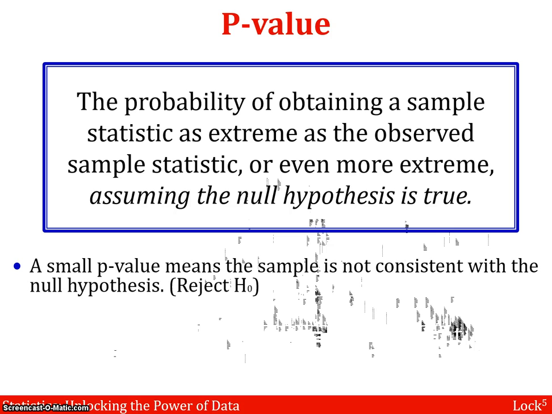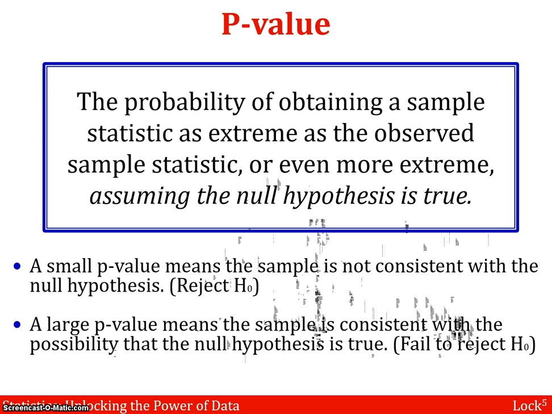A small p-value means the sample is not consistent with the null hypothesis, and it will lead us to reject the null hypothesis. A large p-value means that the sample is consistent with the possibility that the null hypothesis might be true, and we will fail to reject the null hypothesis.